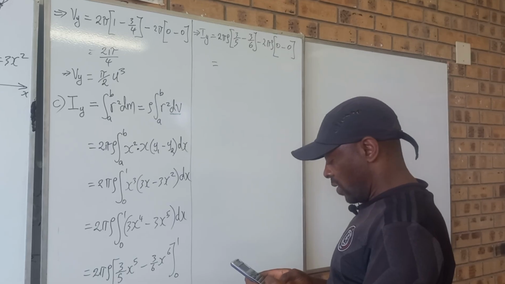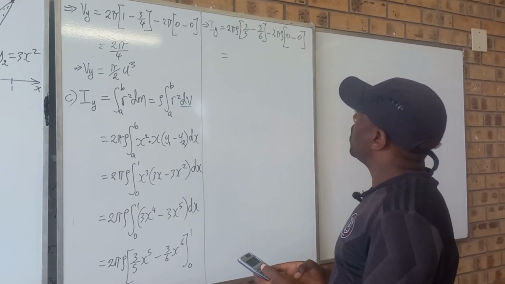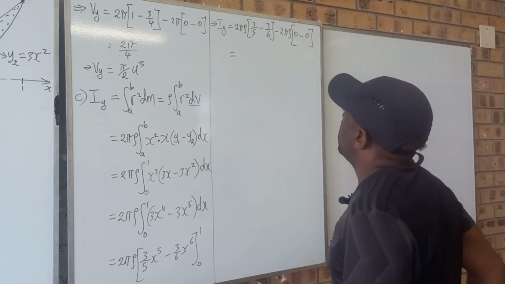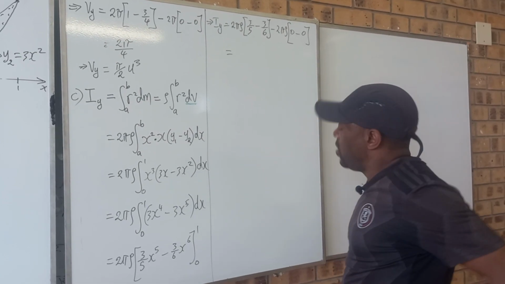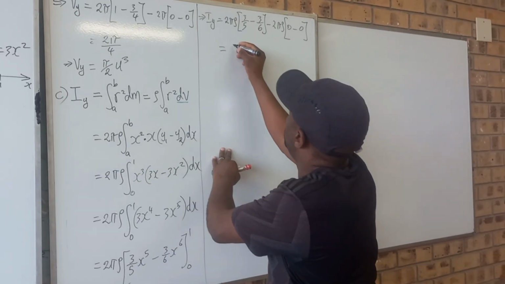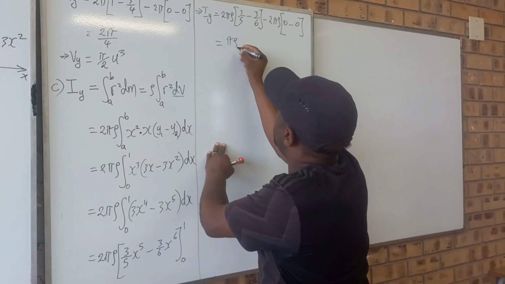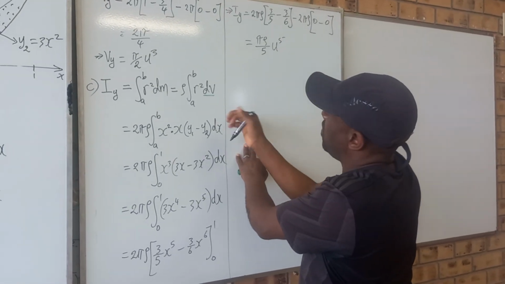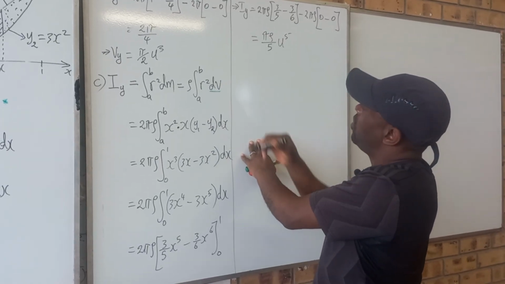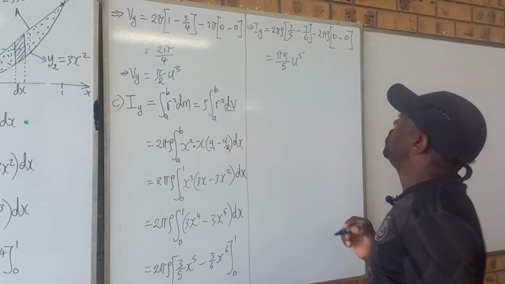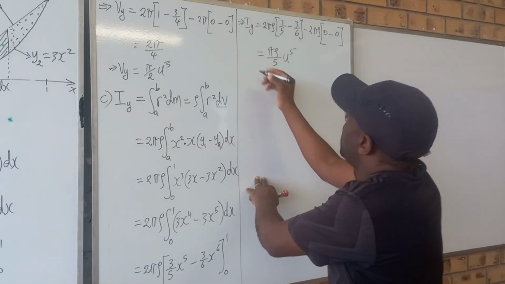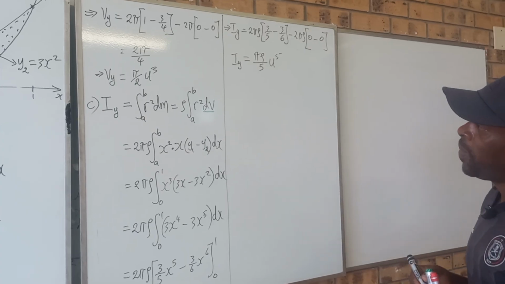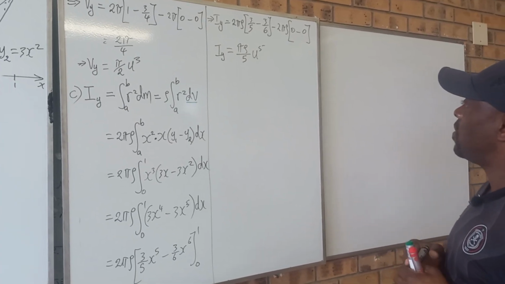3 over 5 minus 3 over 6, that gives me 1 over 10. Then if I multiply by 2 pi, it gives me pi over 5 density. So it means my moment of inertia is simply pi density over 5. If you are interested in the unit, it will be u to the power 5, since volume is u cubed, distance squared is u squared. So that is just to give you an idea of unit, even though we know those are not the exact unit of moment of inertia. So guys, that's how we get our moment of inertia.